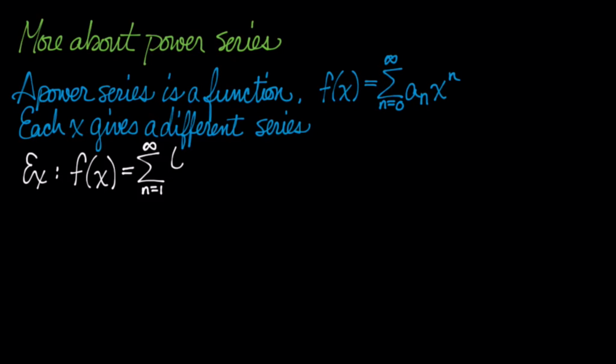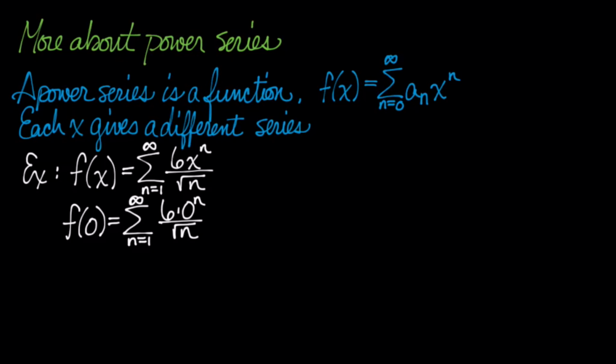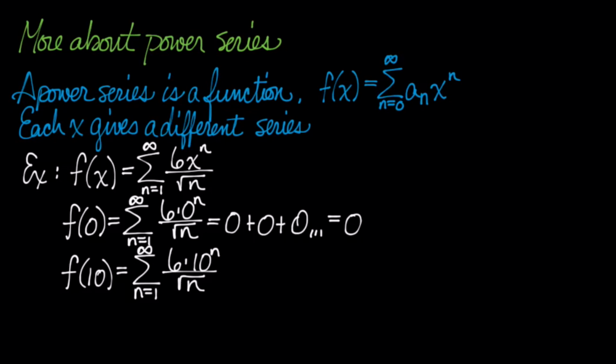So for example, here's a series that I could play with, a power series. If I were to plug in 0, I would just get the sum of 6 times 0 to the n power over the square root of n, and that's an infinite series where every term is 0. So I know that f of 0 is 0 in this case. On the other hand, f of 10 is the sum from n equals 1 to infinity of 6 times 10 to the n over the square root of n.